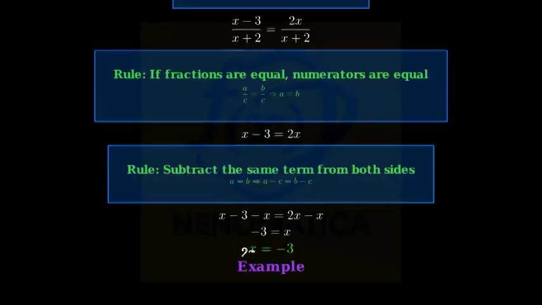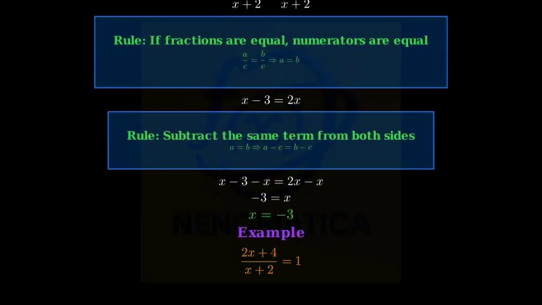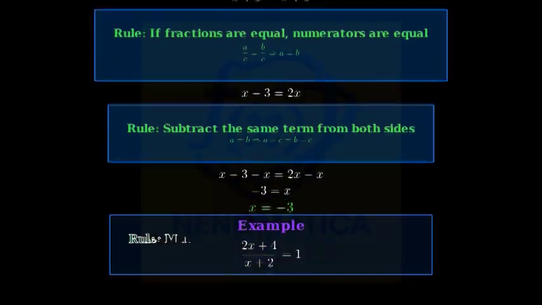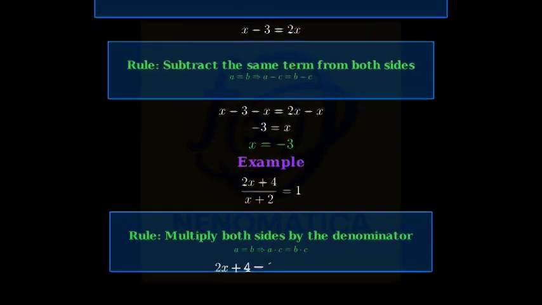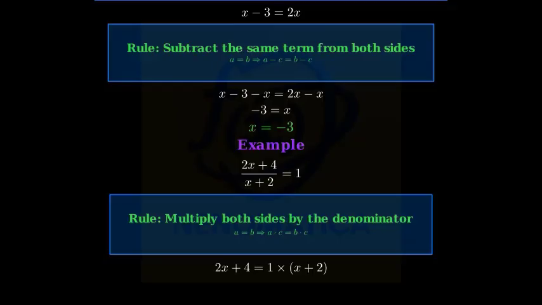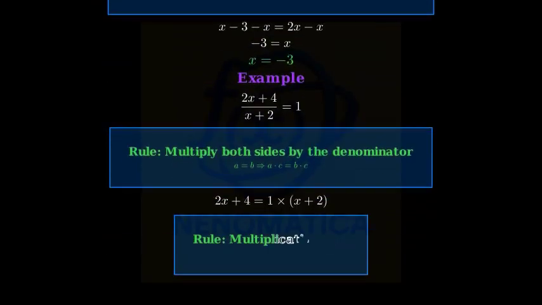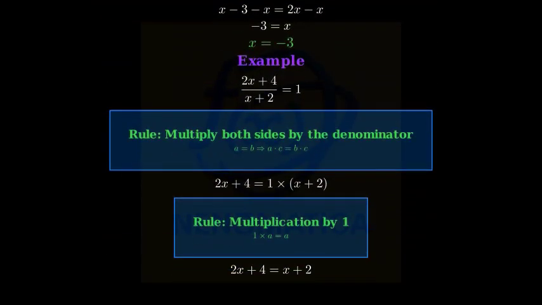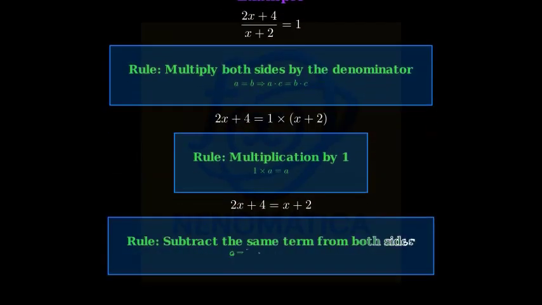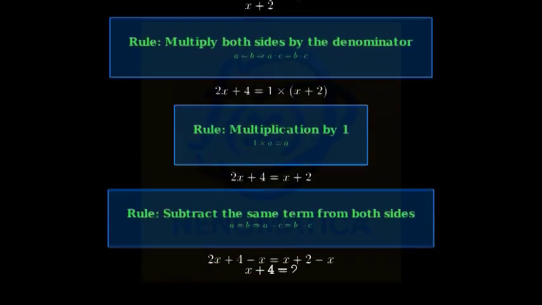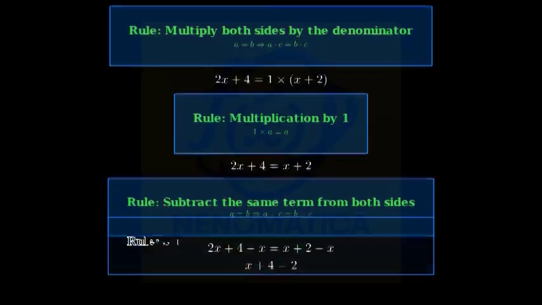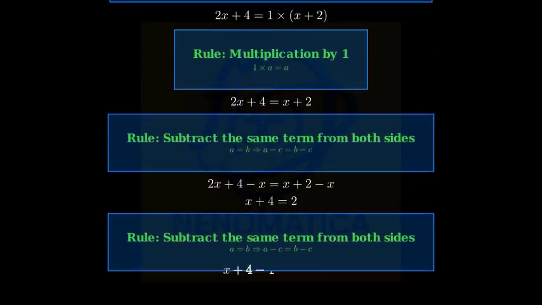We need to solve the equation (2x plus 4) divided by (x plus 2) equals 1. For this equation, we'll multiply both sides by the denominator x plus 2. We simplify the right side. 1 times x plus 2 equals x plus 2. Now, we'll subtract x from both sides to gather the terms with x on one side. Finally, we'll subtract 4 from both sides to solve for x.